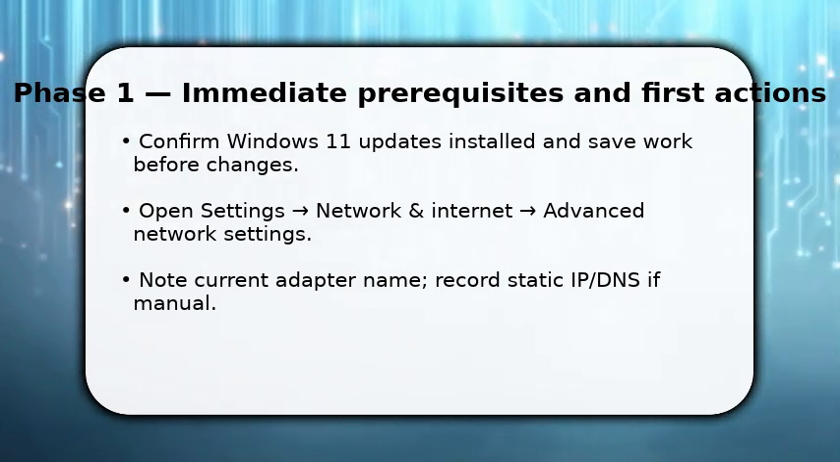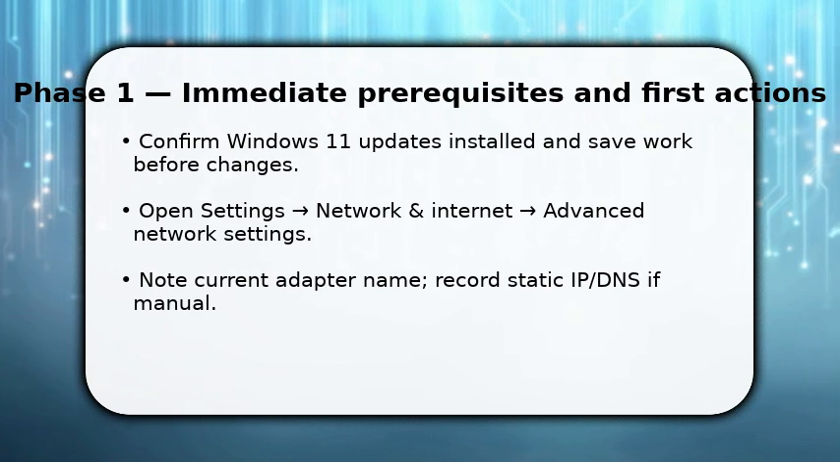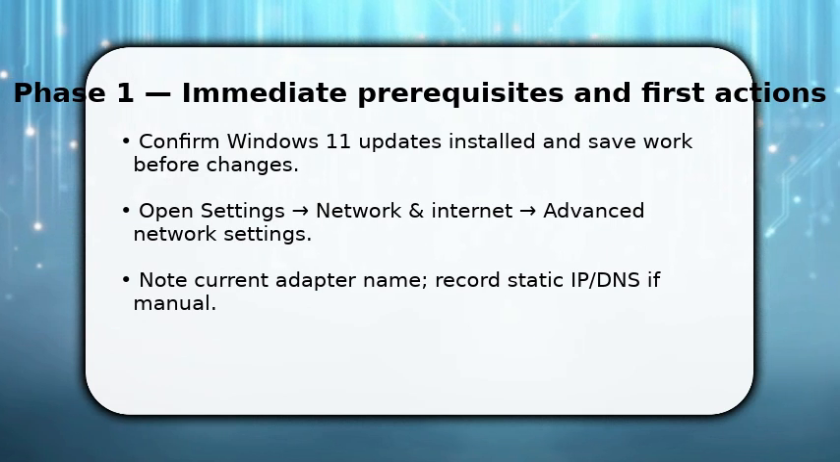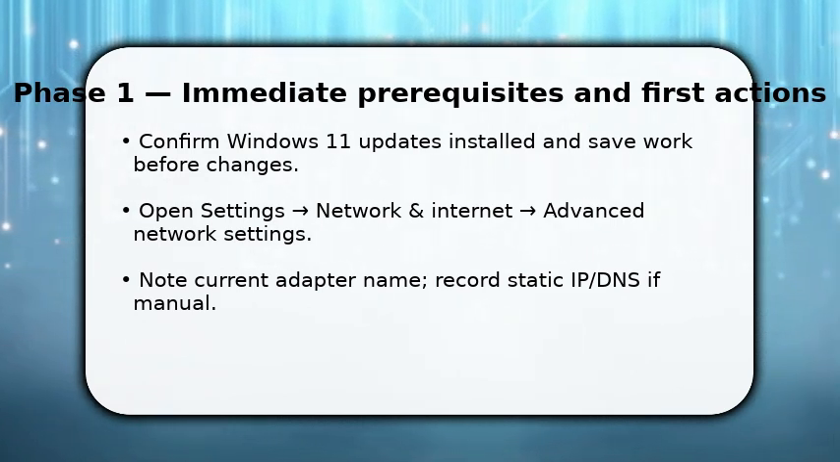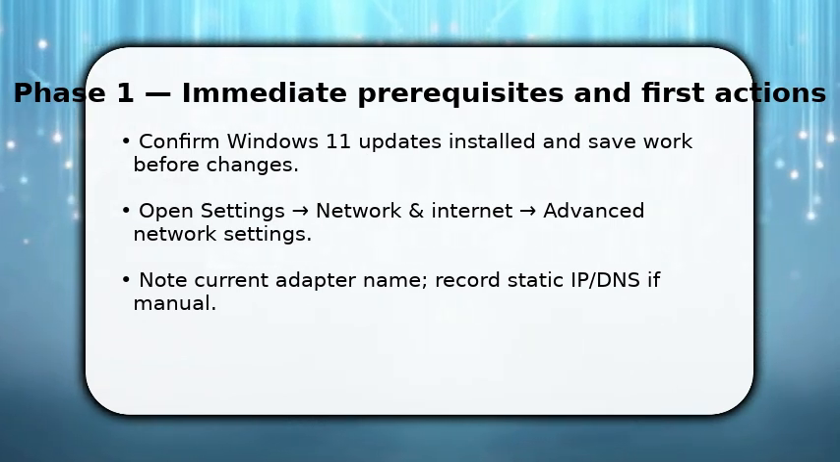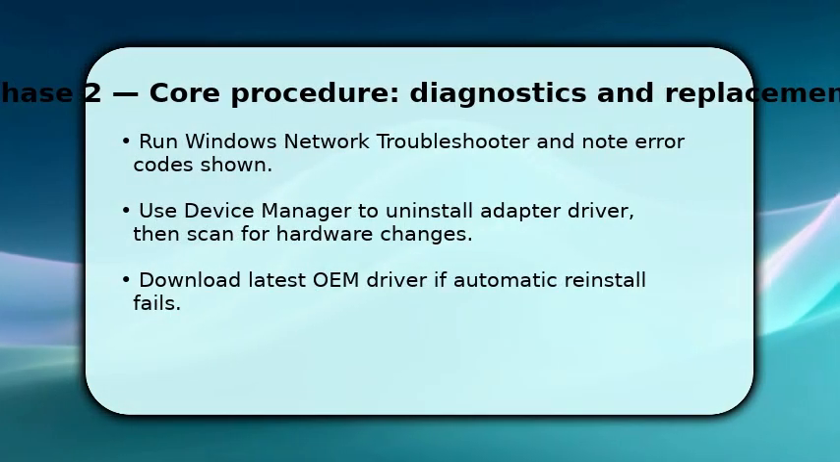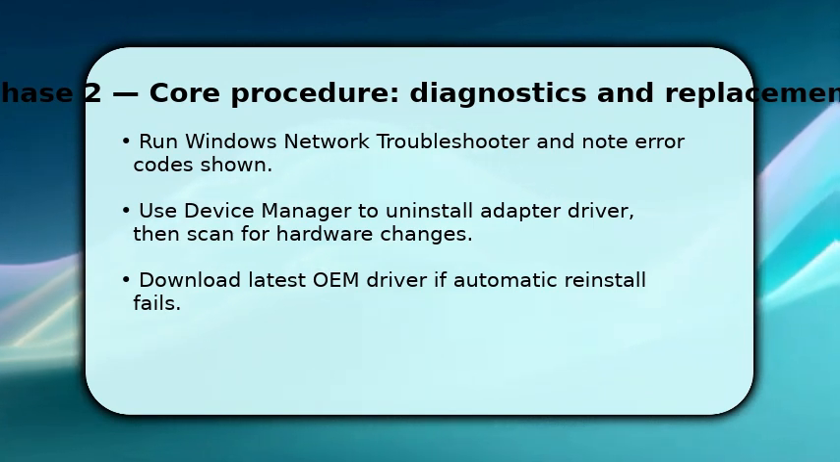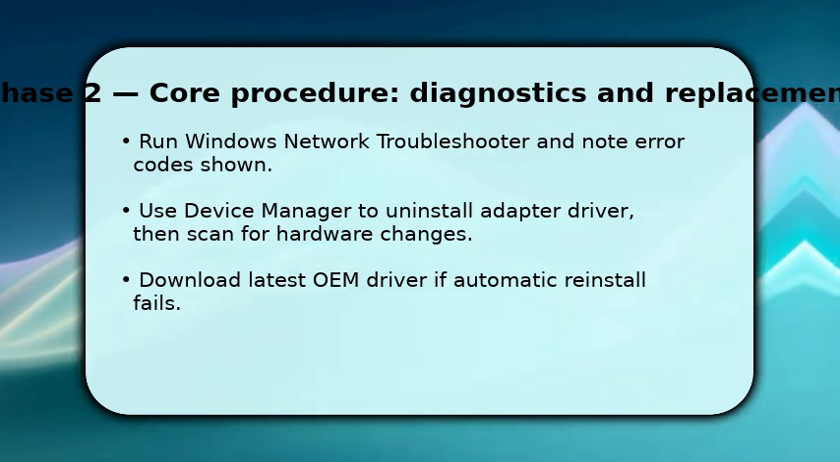Now, click Network Reset only when ready. This removes drivers and reinstalls network components. Doing this first clears common configuration corruption and avoids repeated troubleshooting steps later. Once reset or identification is complete, run the Windows Network Troubleshooter and read any error codes. They guide the fix. Then open Device Manager.